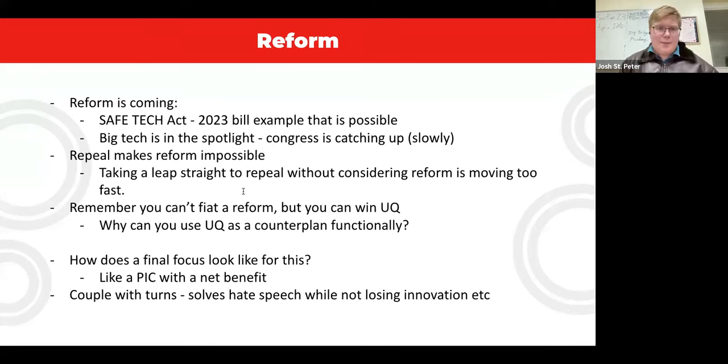And especially if somebody's not prepared for things like reform arguments, and if you're winning a specific bill, then you could use that to win a lot of debates just by using the opponent's offense against them. So you get to couple that with turns.